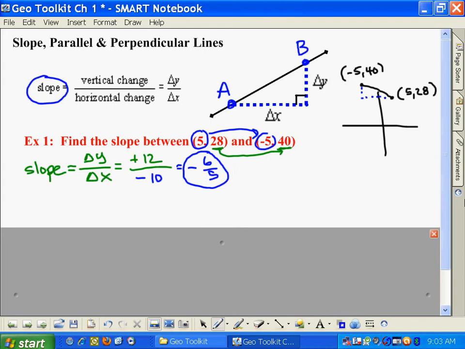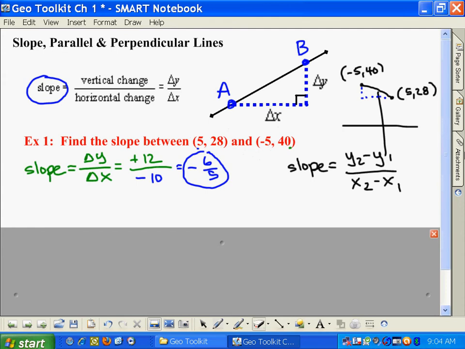Okay? You may have also learned this in your algebra class, that slope is defined as the second y minus the first y divided by the second x minus the first x. And so if you want to use the formula, that's fine. And so in this case here, I'm going to go back to these points here, and this would be our first x, and this would be our first y, and this would be our second x, and this would be our second y.